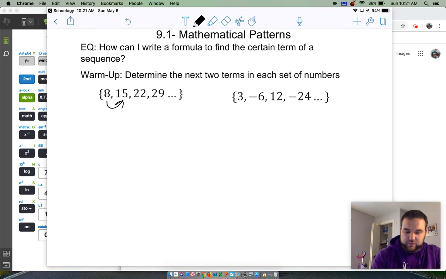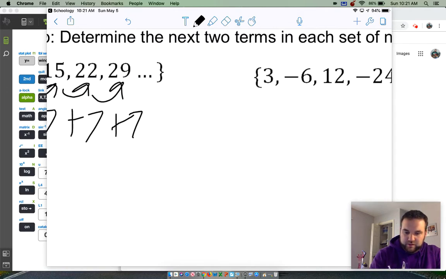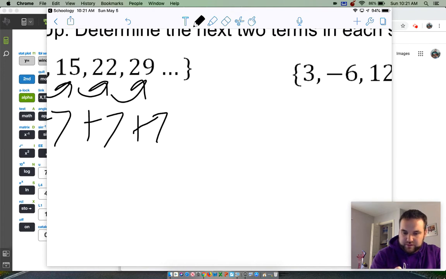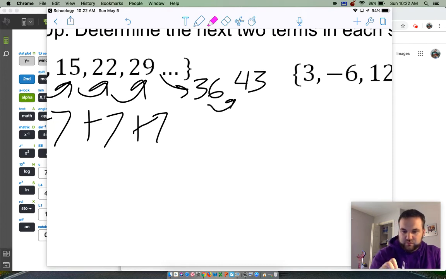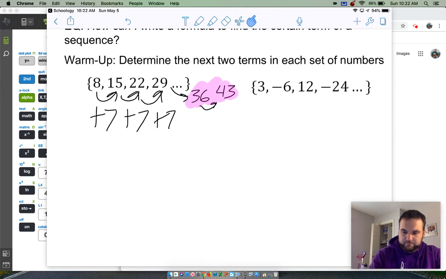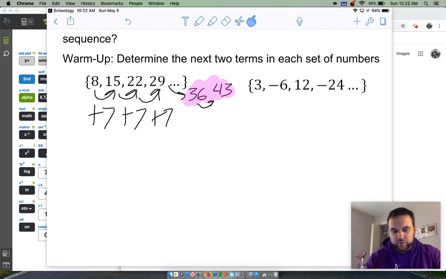So here I see from 8 to 15 is plus 7, 15 to 22, 22 to 29 is plus 7. So then if I kept that pattern going, my next two numbers would be 29 plus 7, which would give me 36. And then I'd go 36 plus 7 to get 43. So these would be my next two values in that set of numbers that's called the sequence, and we'll get there in just a second.